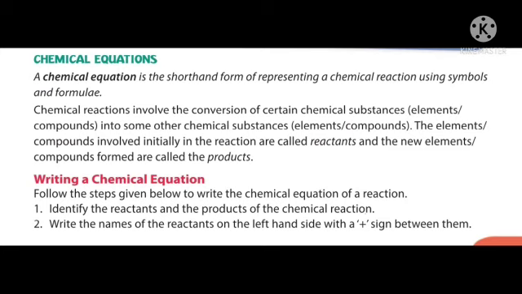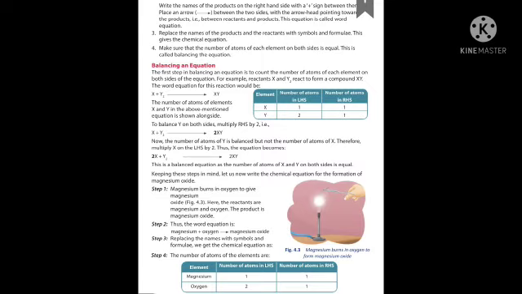If there are two or more reactants, you want to write the plus symbol between them. That's the second step. So first step, write the reactant and the product names. Then second, you should write the names of the reactants on the left hand side with the plus sign.